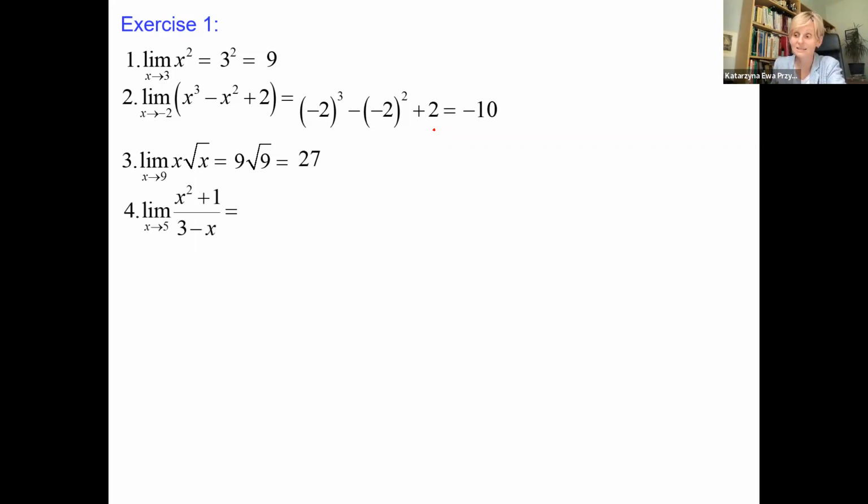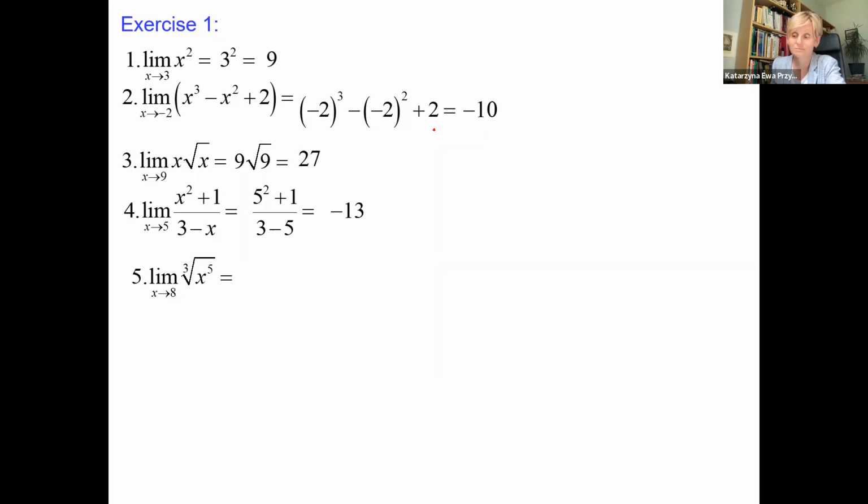Okay, rational function, x squared plus 1 over 3 minus x. How does this function behave at 5? This function is defined at 5. The denominator is not 0. We can just substitute, direct substitution, and the quotient property. Doing arithmetic, we have -30.